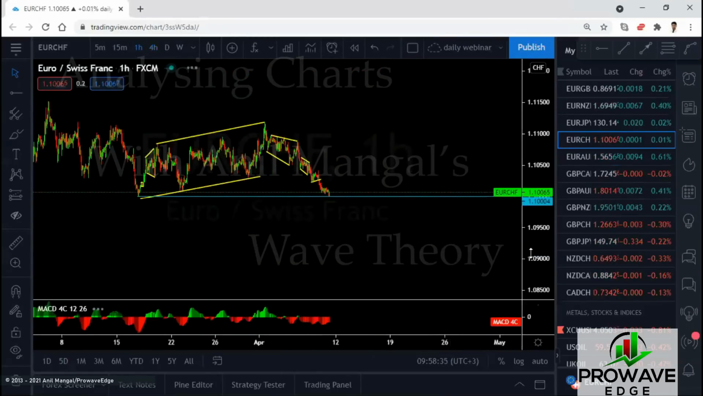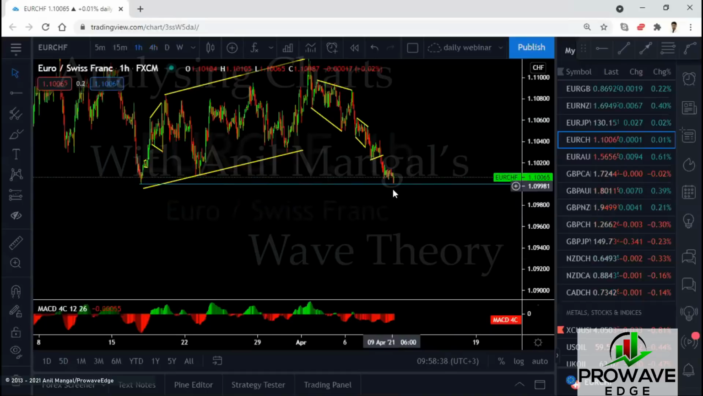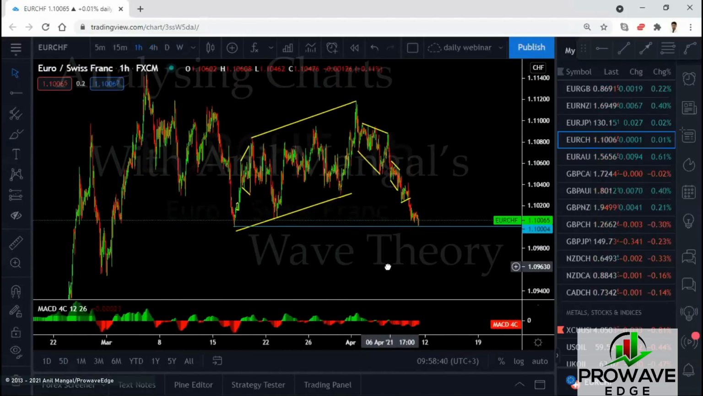If you're in the sell, good. If you're not in the sell, be careful. Don't sell it to the bottom. Wait for it to finish that bottom and then go for the buy.